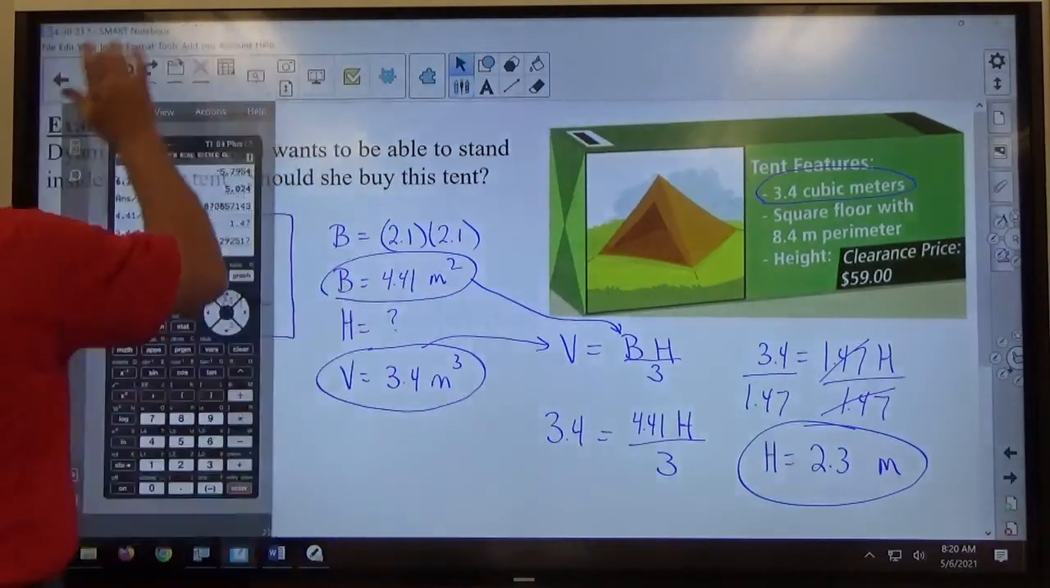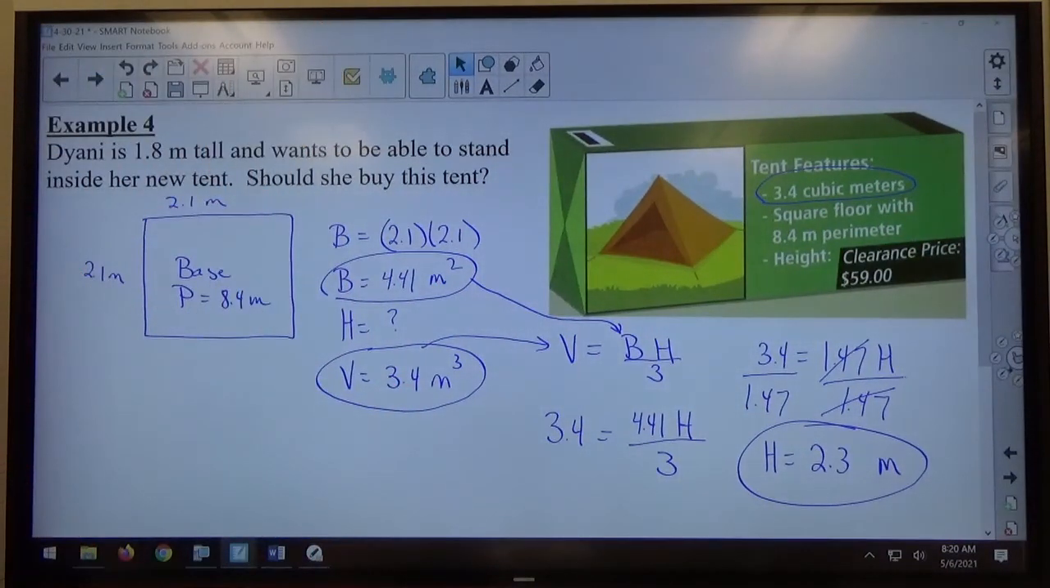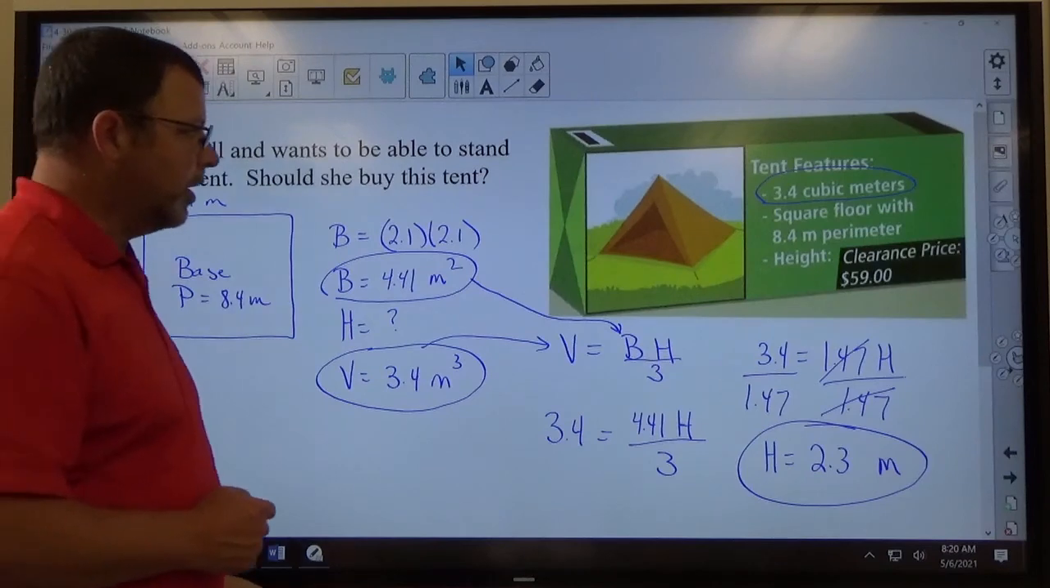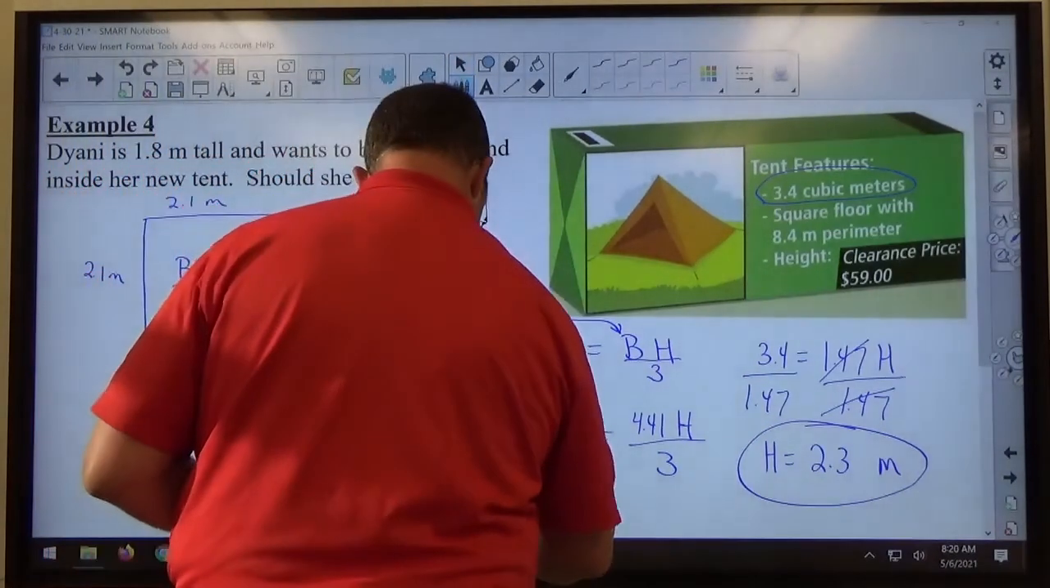All right, so the question is, should she buy this tent? Well, she's 1.8 meters tall. The tent is 2.3 meters high, so she could fit inside the tent standing straight up if she wanted to. So I would say yes, she should. So yes.